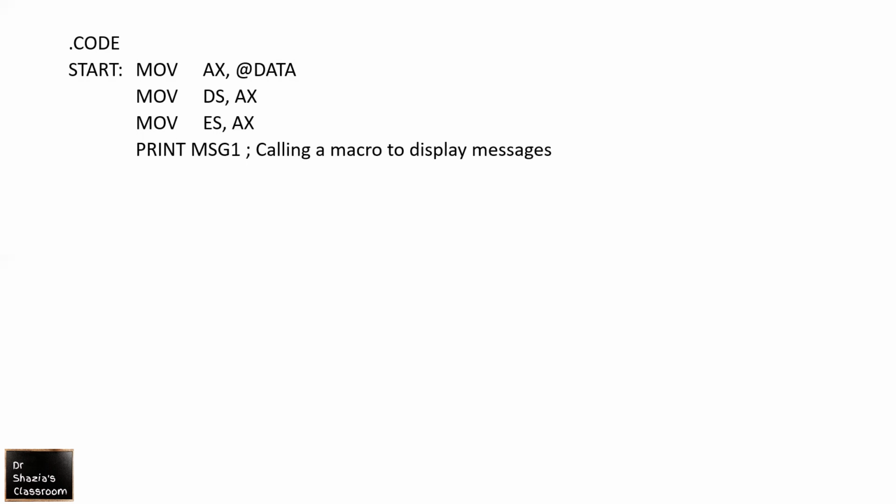this print will be replaced, during execution, by the set of instructions you have written under this macro. So as I have shown in the previous slide, print message 1. Message 1 is my variable which is going to be passed to the macro with the name print, and the message 1 effective address will be loaded onto the DX register and it will be displayed on the screen.